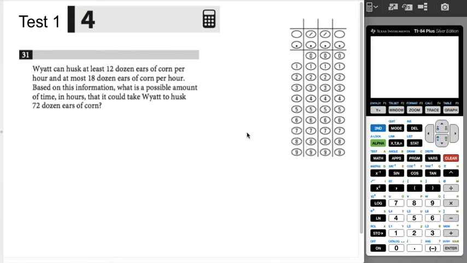All right, this is SAT Prep. We're doing test 1, section 4. This is number 31, the first of the grid-in problems.